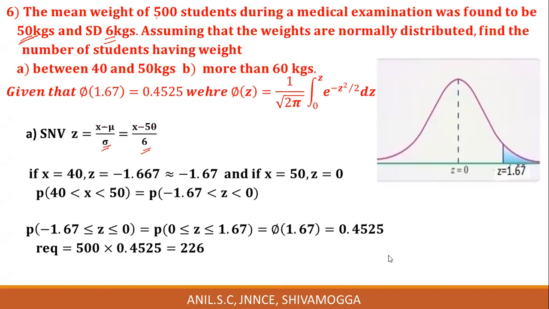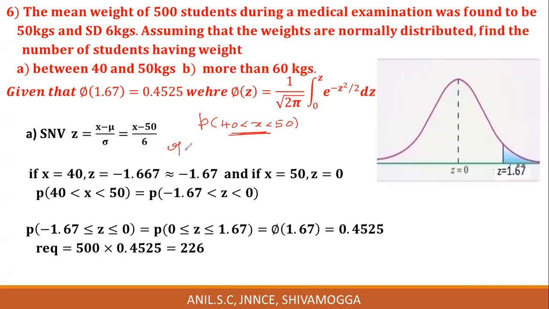Z is given by x minus 50 divided by 6. Assuming that the weights are normally distributed, find the number of students having weight between 40 and 50 kgs, first case. Second case, more than 60 kgs. Let's consider the first case, between 40 and 50 kgs. That means P where 40 less than x less than 50. This is to be determined.